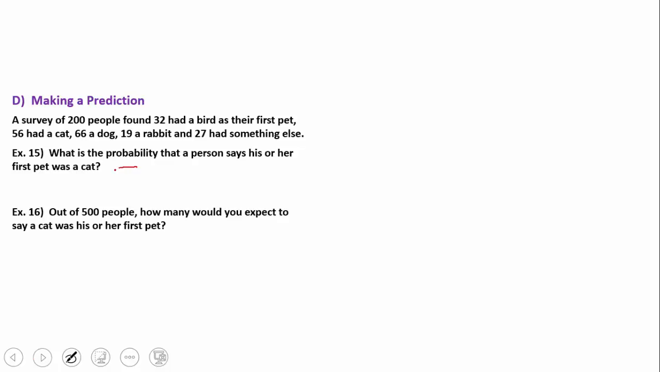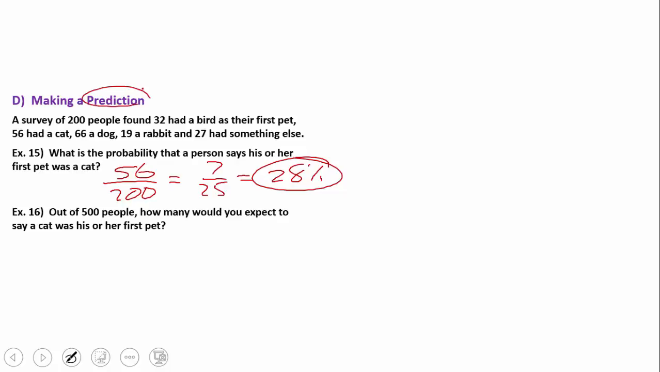Anyhow, so 56 had cats out of the 200 people surveyed, and you can simplify that right on down. 56 out of 200 simplifies all the way down to 7 out of 25, which is 28%. Now it says, out of the 500 people, how many would you expect to say that a cat was his or her first pet? So that's how we're predicting.